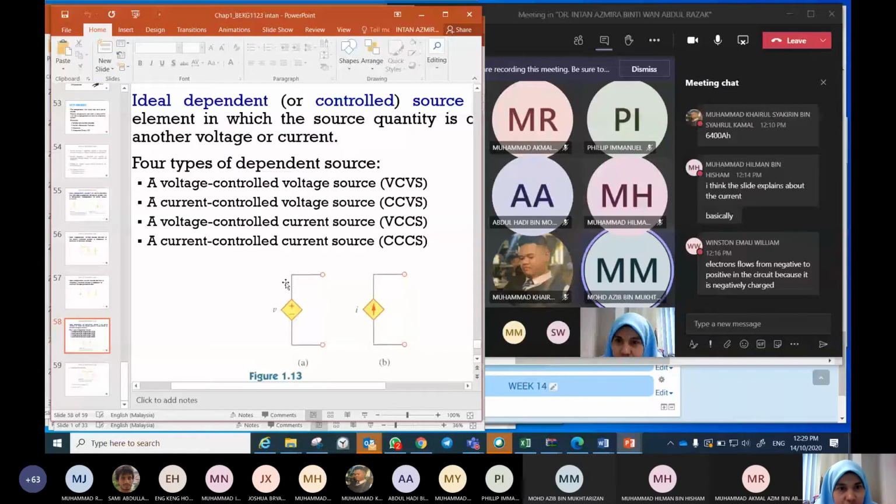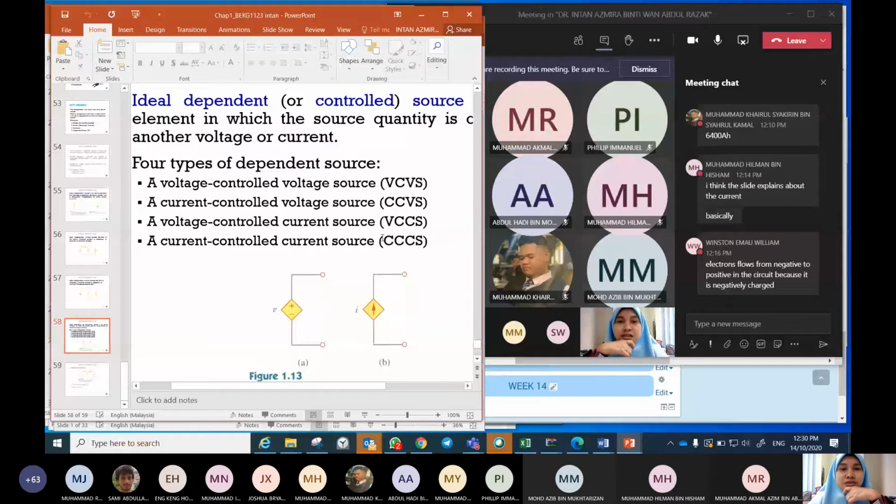So voltage control voltage source, meaning that it is voltage source, but the value of the voltage depends on other voltage. Current control voltage source, it is voltage source, but the value of the voltage source depends on other current in the circuit. Same goes for voltage control current source. It is current source. The value of the current source depends on other voltage in the circuit.